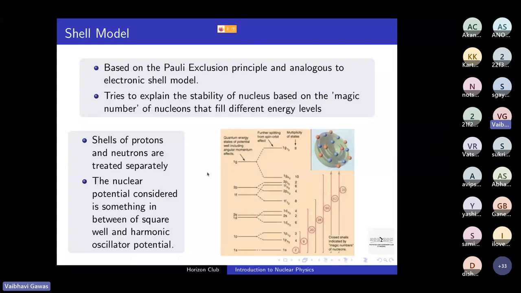In the atomic electronic shell model, you have just one shell where electrons fill up, while inside the nuclei, you consider two different shells, one for protons and one for neutrons. The filling up of these shells is based on different energy levels. The first energy level is called the 1s level, while the second energy level is the 1p level. The third energy level consists of two different subshells, 1d and 2s. There are different shells like this, and you have your magic numbers, which are 2, 8, 20, 28, 50, 82, 126 based on this.